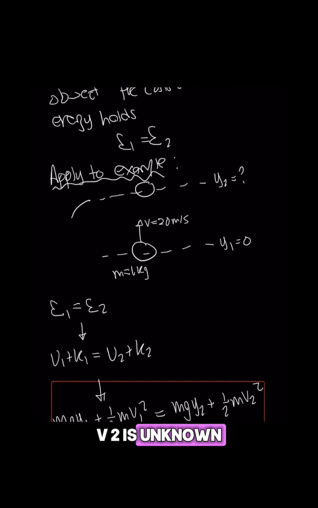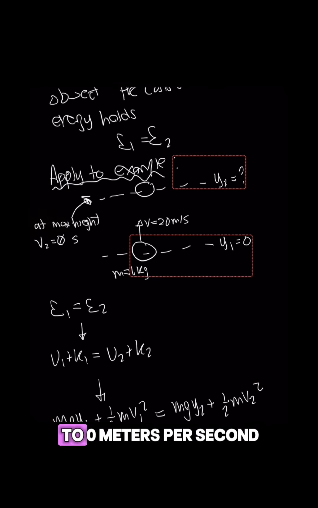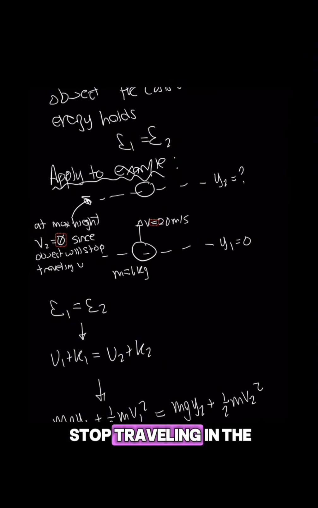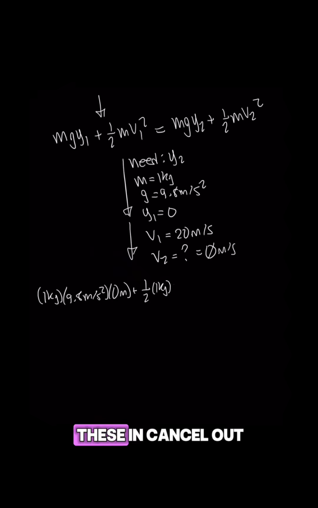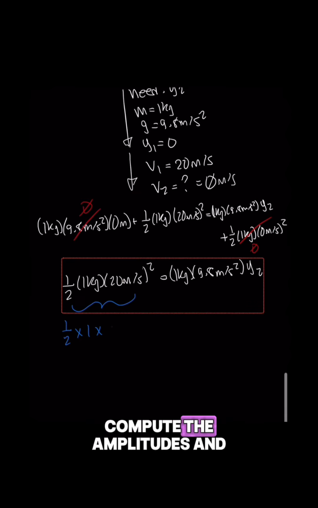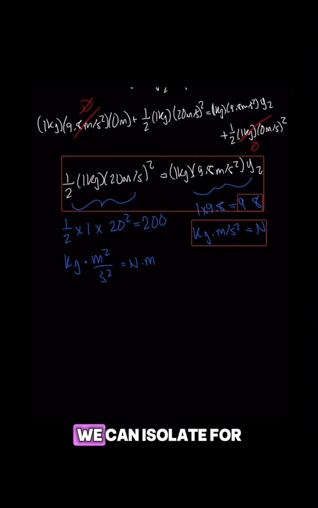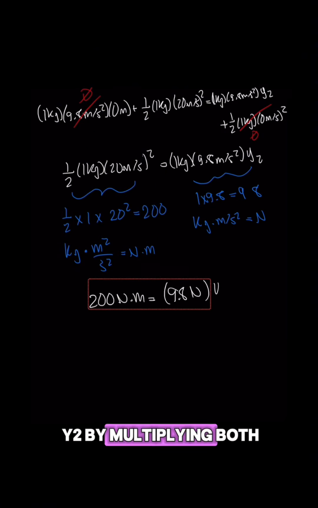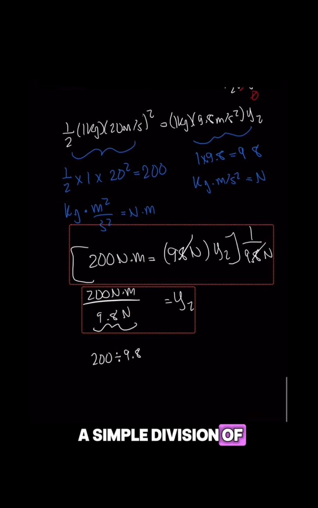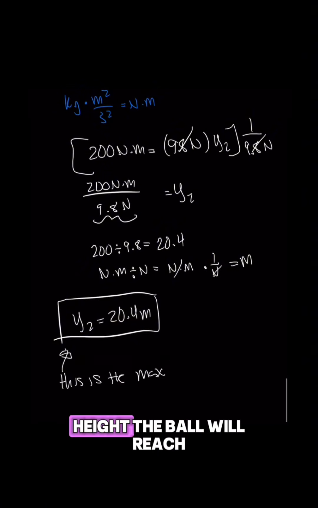V2 is unknown, but if we look at our diagram here, at the top of the motion, V2 is going to be equal to 0 meters per second, because at max height, the ball is going to stop traveling in the up direction. So we can plug all these in, cancel out the zero terms, which leaves us with this, and then we can compute the amplitudes and the units of both terms, the left term and the right term. From here, we can isolate for y2 by multiplying both sides by 1 over 9.8 newtons. Then we can do a simple division of the amplitudes and units, and we get this for the final answer. This is the max height the ball will reach.